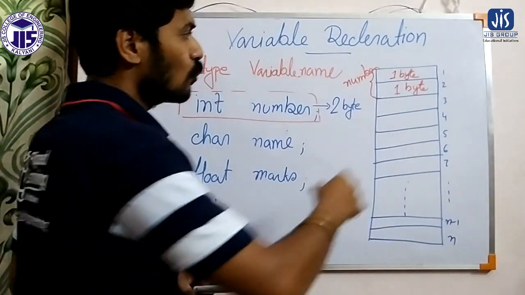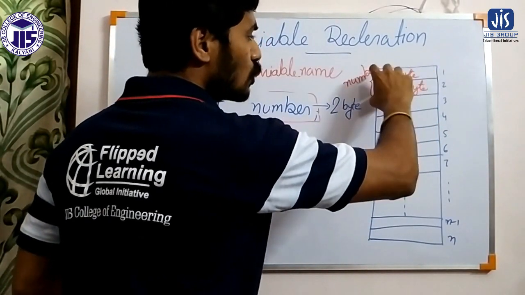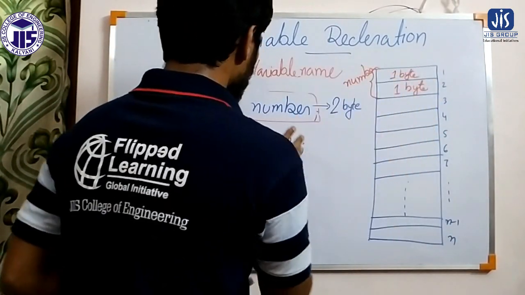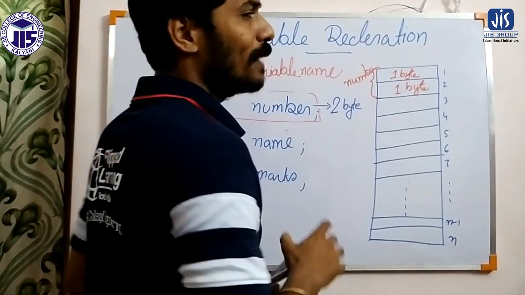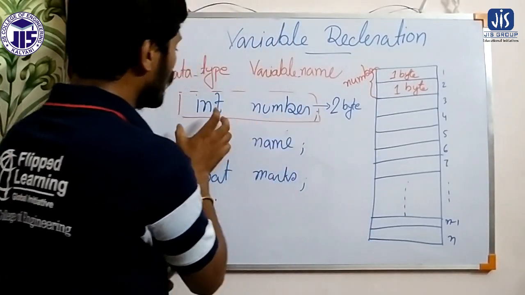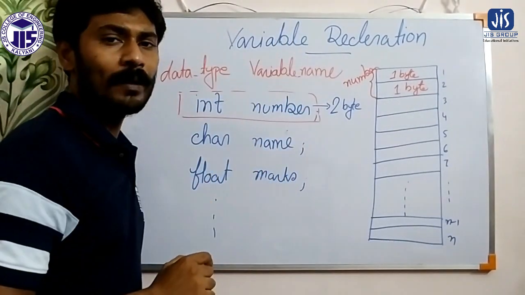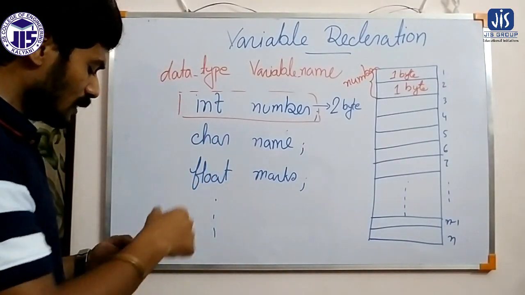So location 1 byte, location 2. So collectively it is 2 byte. So for this variable, 2 bytes will be allocated, because the data type of this variable is integer, whose size is 2 bytes.